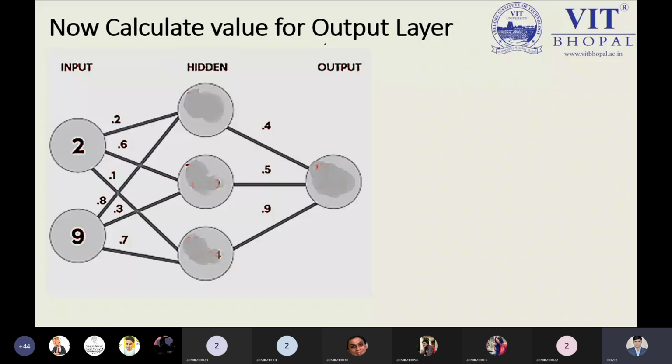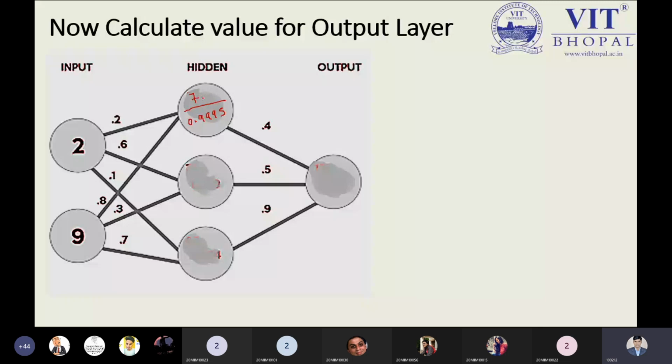Now calculate the value for the output here. I'm writing our answers here, and we will see them properly. What values do we have? 3.9, 3.9 and 0.9995, am I right? No, this is not 3.9, this is 7.6. Sorry, sir. Okay, no issue. So this is 7.6.